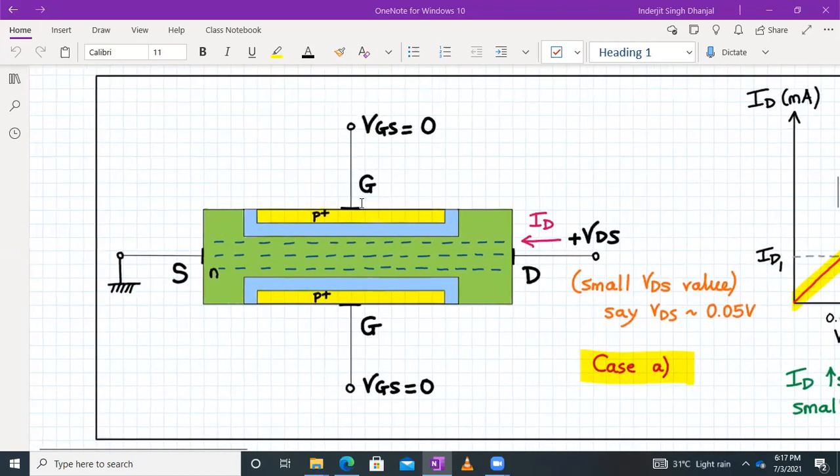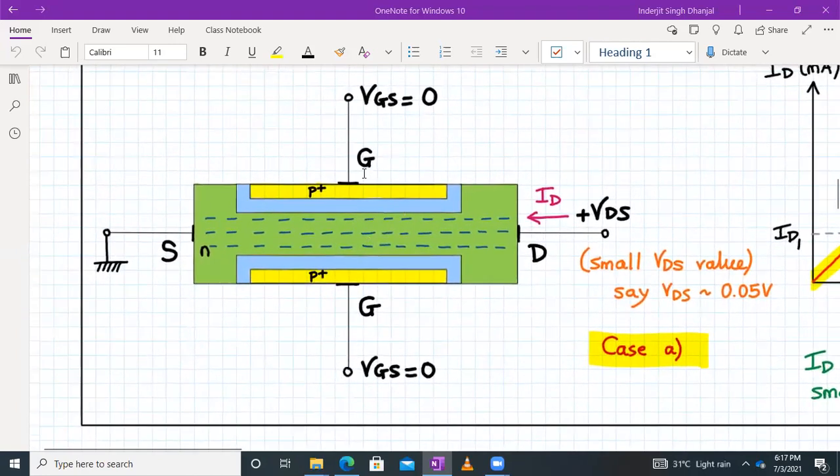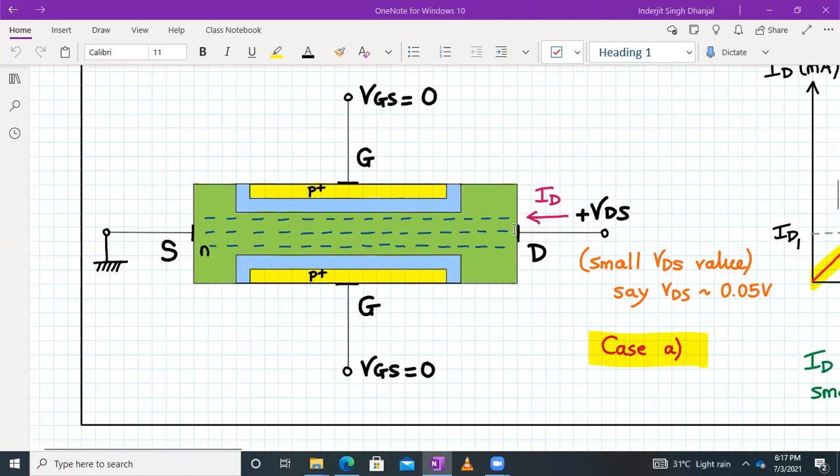Fine. So what really happens in this situation, when VGS is 0, and we have applied a small potential at the drain terminal with respect to source. Let's say that voltage is VDS, which is very, very small, around 0.05 volt. So what will happen basically, since we have applied a potential difference between the source and the drain terminal, the charge carriers will start flowing from the source terminal and they move towards the drain terminal.